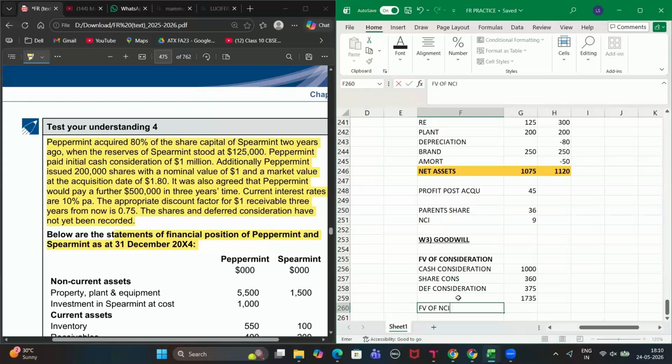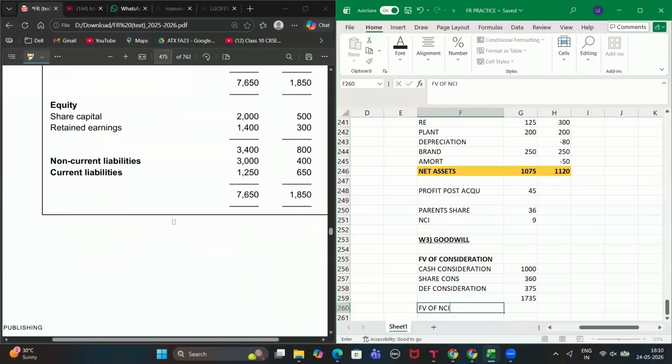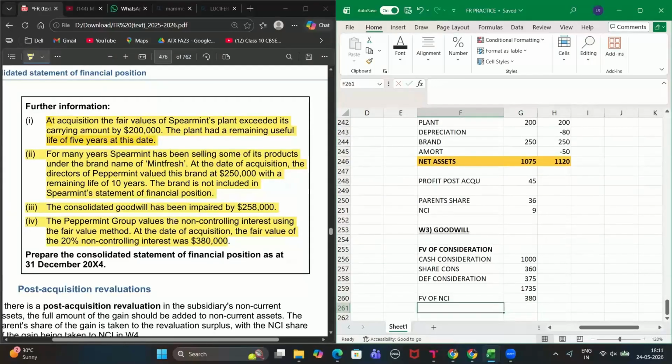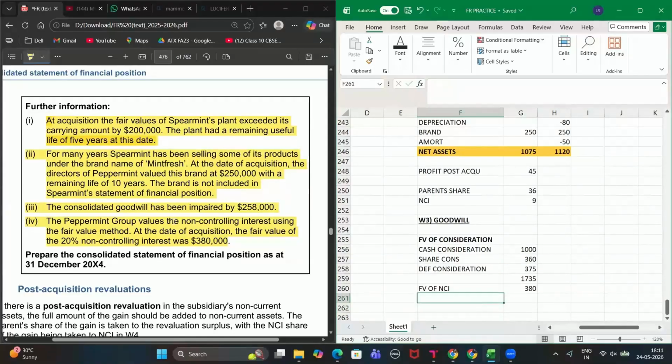Is the fair value of NCI given in the question? See, most probably the fair value of NCI will be given. 99% of the time, the fair value of NCI will be given. How much is it? 380,000. So, anything else? What is the next value that we need?